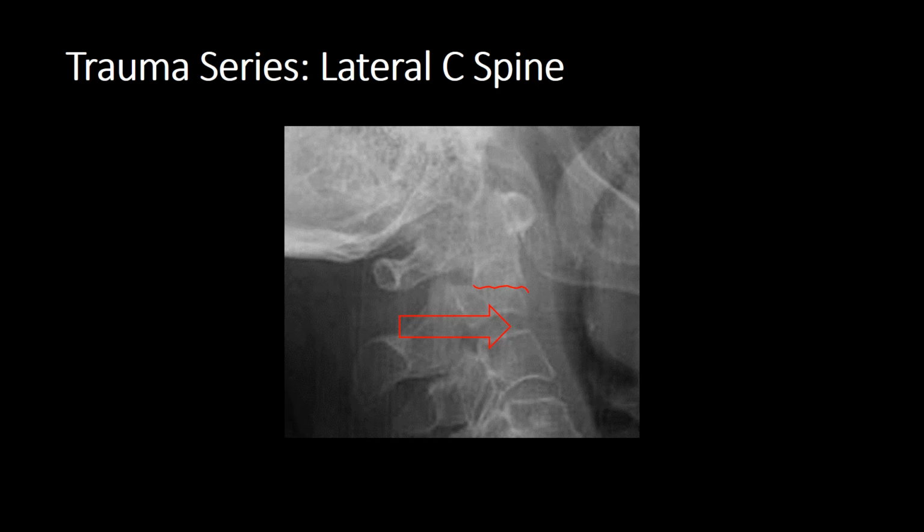So now we've drawn in that fracture line through the base of the dens, and we can clearly see that C1 has moved anterior to C2. So what is it? It's a fracture. Where is it? The dens, the peg. How? Spondylolisthesis of C1 onto C2.